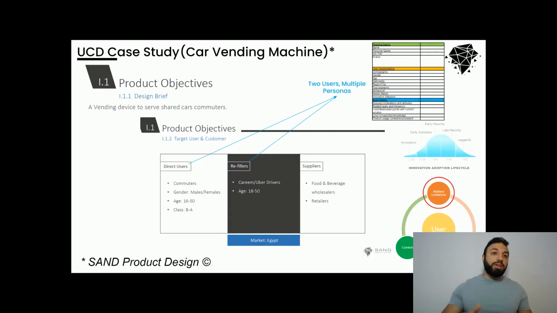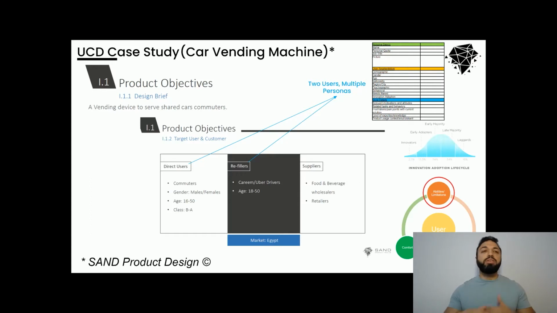So again, our age group was 16 to 50, and this was the result of the survey. And the classes A, B, and so on are basically the classes that are segmenting the market in Egypt. And again, as you could see from the age group, this is something we need to focus on. This is the direct user. The indirect user in this case were the refillers of that vending machine.